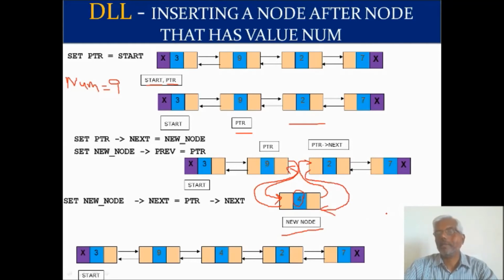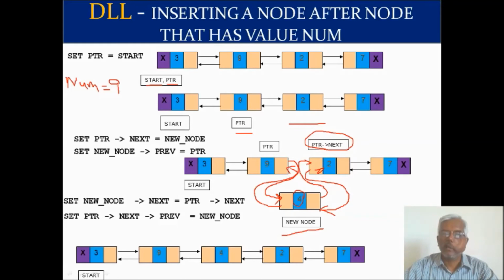So how can we write this? This node is pointer of next. What is this place? Pointer of next's previous. So how can we write it? Pointer of next of previous. What should this point to? It should point to the new node. So what is the statement we can write? Pointer of next of previous equal to new node.